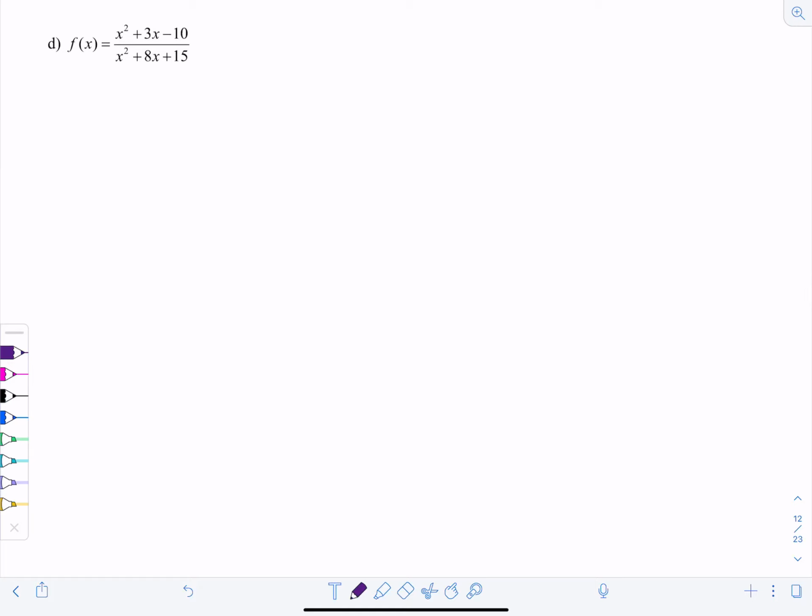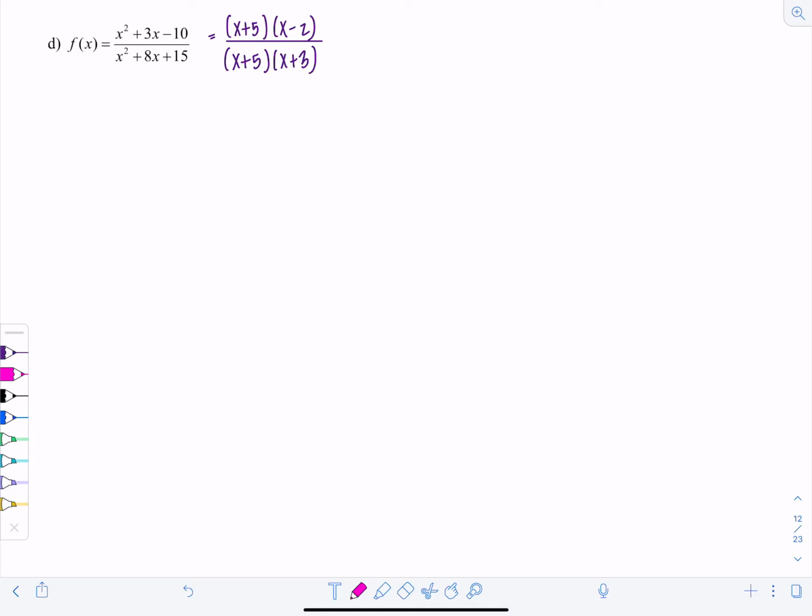Okay, f of x equals x squared plus 3x minus 10 over x squared plus 8x plus 15. So we're going to factor completely, numerator and denominator. We have x plus 5 times x minus 2 in the numerator, and then in the denominator, x plus 5 times x plus 3. Do you notice something?